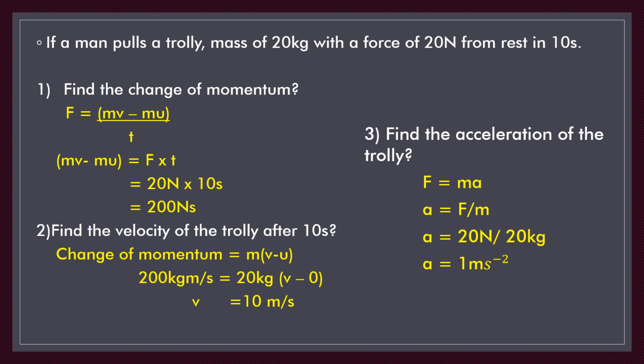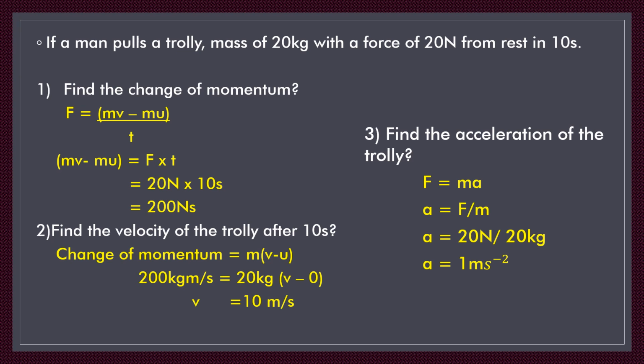The second question: find the velocity of the trolley after 10 seconds. This trolley was moved from rest. Therefore, the initial momentum is 0. Then if we apply the change in momentum to this problem, we get the final velocity of this trolley. Therefore, when we apply the data to the equation of the change of momentum, we get the final velocity of the trolley as 10 meters per second.